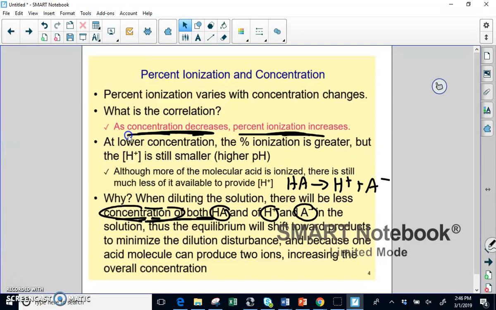So when you add water or dilute an acid, the reaction is going to shift in this direction. The reason is that this direction has two particles. It separates into two particles, whereas if it shifts the other way, there's only one particle. We just diluted it by decreasing the concentration, and shifting toward two particles is going to increase the concentration even more. That's going to lead to greater ionization. Thus, when you dilute solutions or decrease the concentration, the percent ionization goes up.